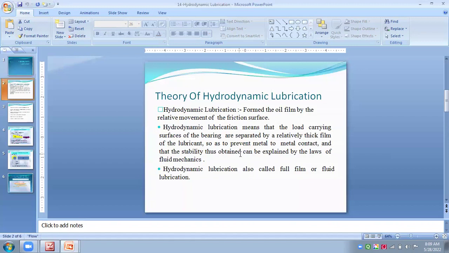So in basic theory, we have to see hydrodynamic lubrication. The oil film is formed by the relative movement of the frictional surfaces, meaning between the two surfaces there is a hydrodynamic film. Hydrodynamic lubrication means that the load carrying surfaces of the bearings are separated by a relatively thick film of lubricant, so as to prevent metal to metal contact, and the stability obtained can be explained by the laws of fluid mechanics for Newtonian fluids. So this hydrodynamic lubrication is also called full film fluid lubrication.